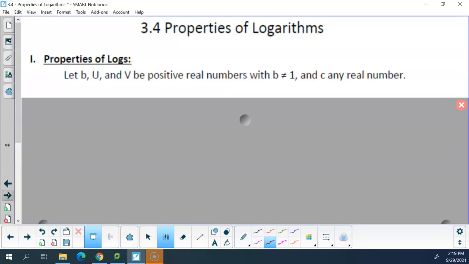Alright. So now let's talk properties of logs. There are 3 very important properties and 1 extremely important formula that you need to know prior to the 12th of October. That's when you're going to get tested on this stuff. Actually, you'll get formative on it this week, and then the test will be on the 12th. Okay?